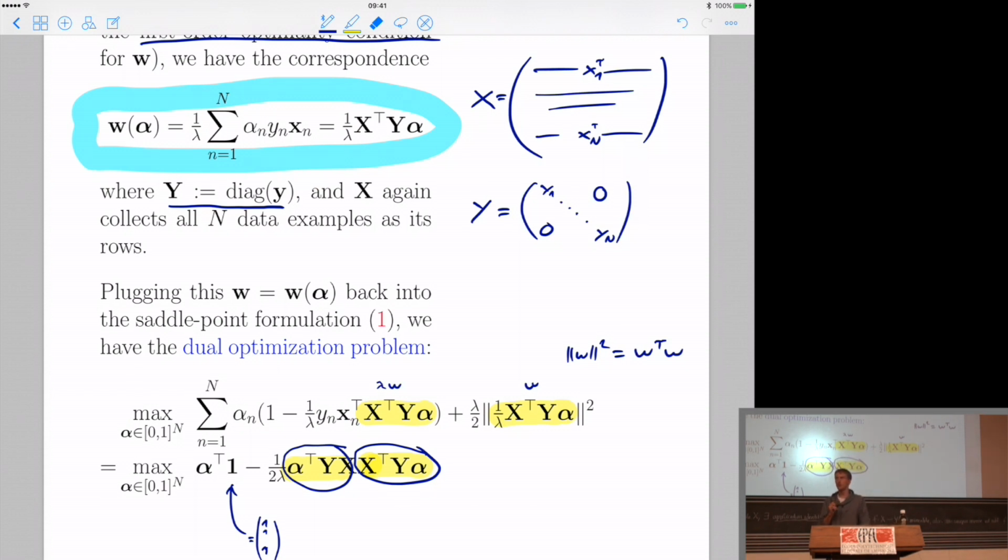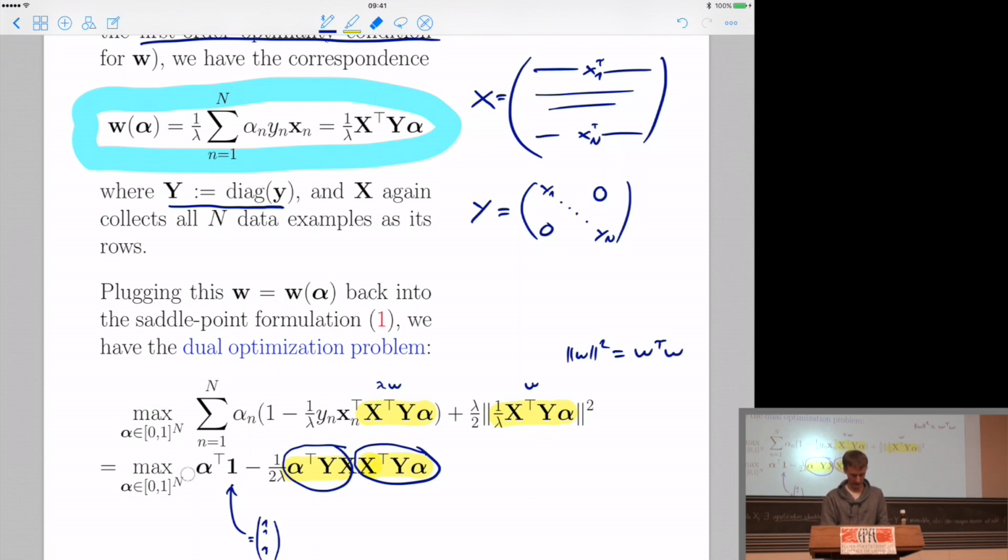Okay, another question. So why is this better? The nice thing is that this differentiability problem has now disappeared. What we have on the last line is a quadratic function in the alphas. It's very simple, it's very smooth. There is no crazy point where it's not differentiable. So this is a smooth convex function, very nice.